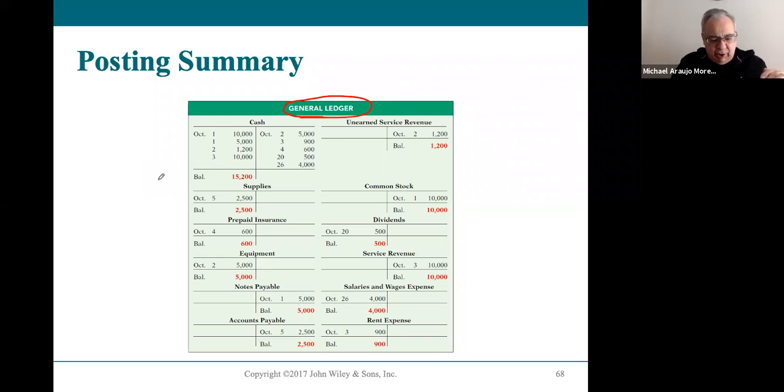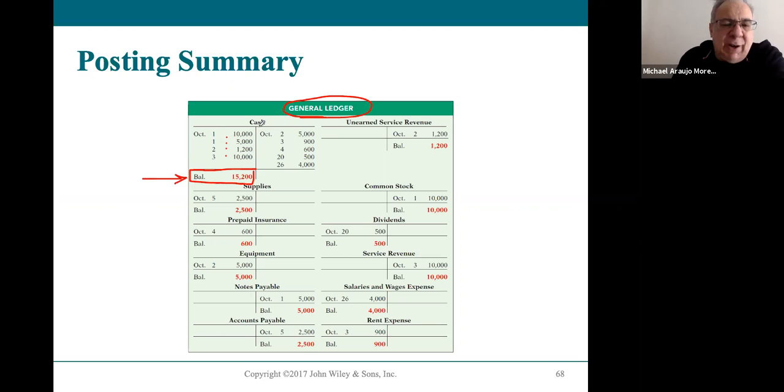They have their own little section in this large book called the ledger. When you look at the cash account, it's the busiest account, right? It had 4 debits transferred from the journal into this ledger account, and 5 different credits posted from the journal. But when you take away your credits from your debits for cash, cash had a debit balance of $15,200. That's important to know how to do, how to calculate balances in these accounts.